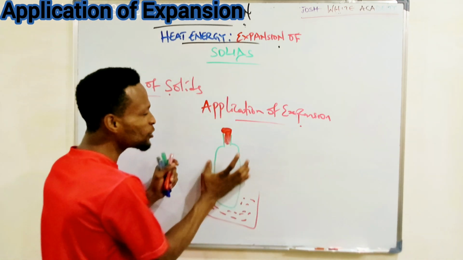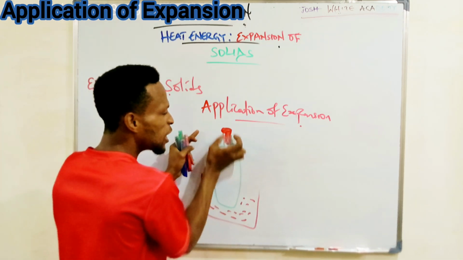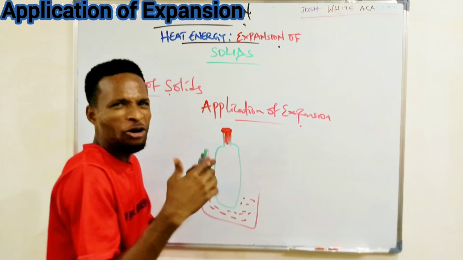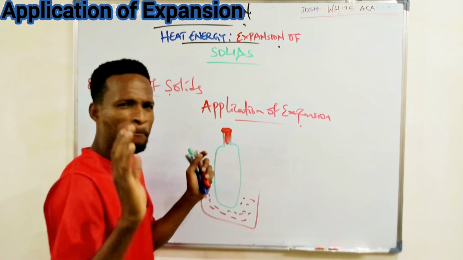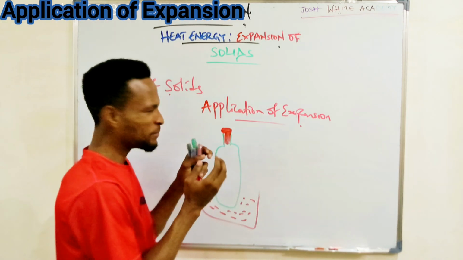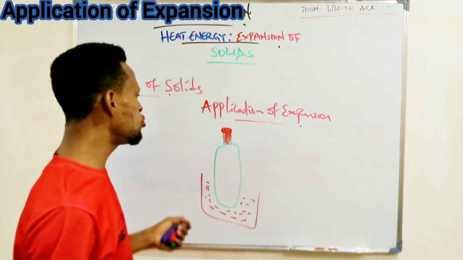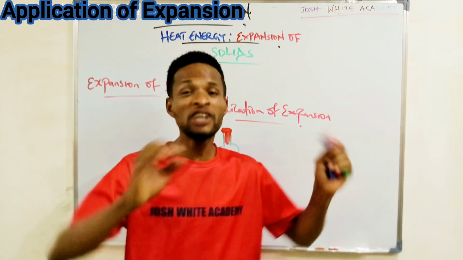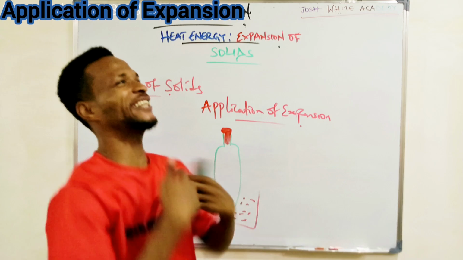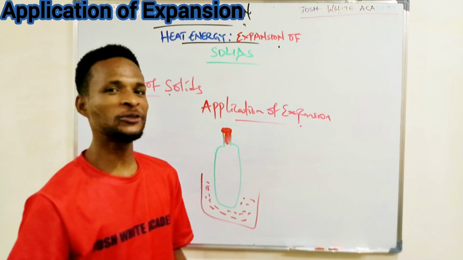So as the bottle begins to expand, even the space here also expands, but the cork, which is most times either plastic, rubber, or even wood, which are very poor conductors of heat, remains just the way it is. So the expansion gives way to easily remove stoppers of bottles. So that's one of the applications. We already know that solids expand when heated. Now we are using it for good.